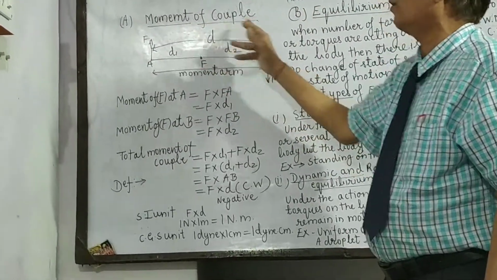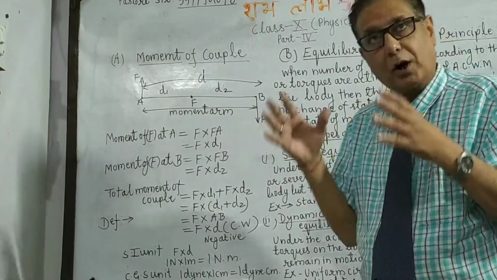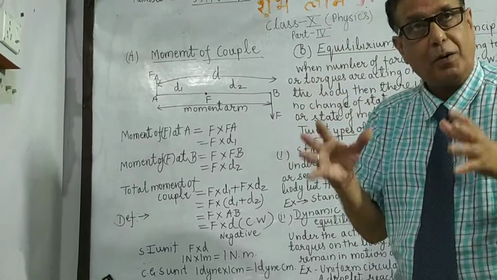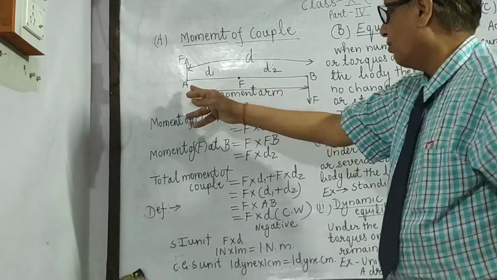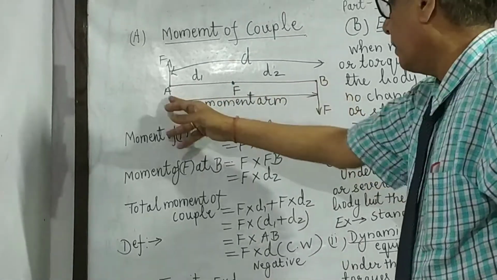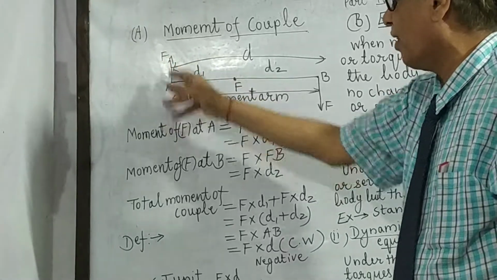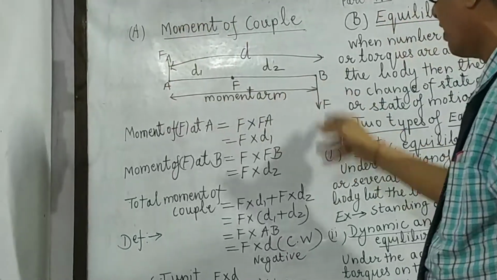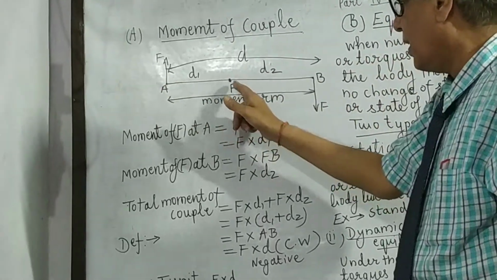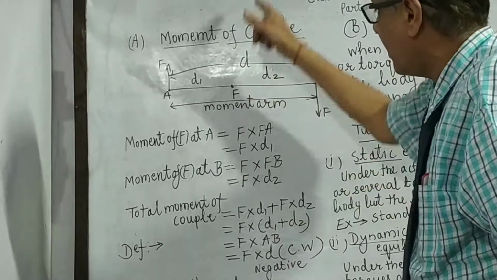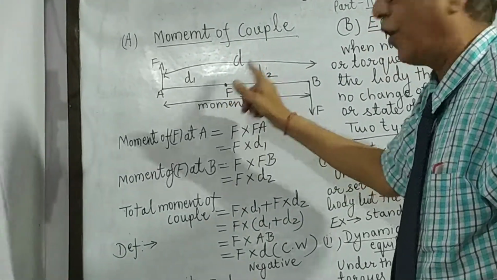Now this is the moment of a couple. The physical quantity which measures the couple is called the moment of couple. Now see, this is a rod, A and B are the end points, and two equal, opposite, parallel forces F act on them. This is the first F, this is the second F. They are acting on A and B, and the axis of rotation passes through the point, the pivot or fulcrum.